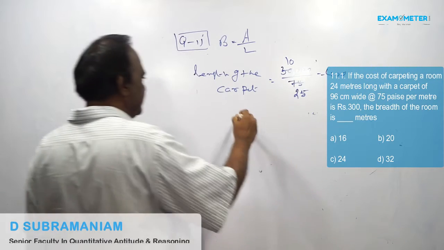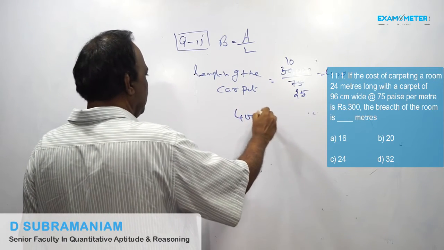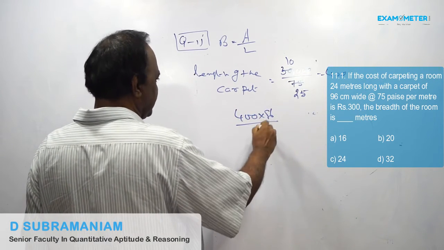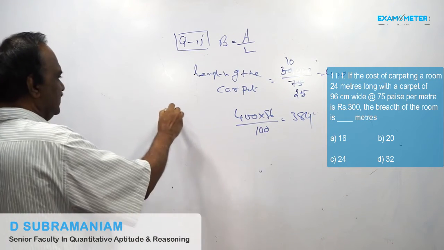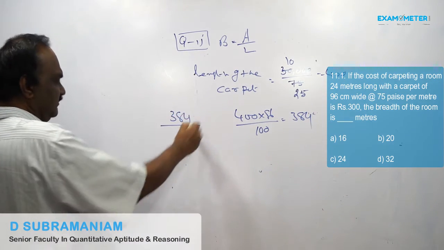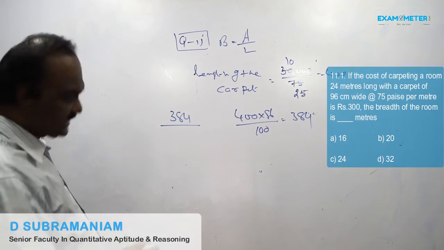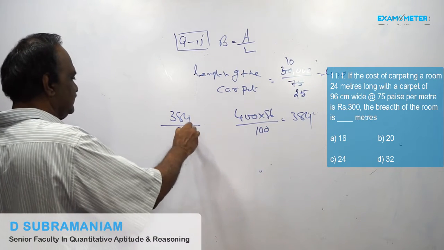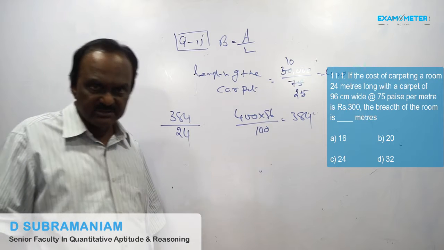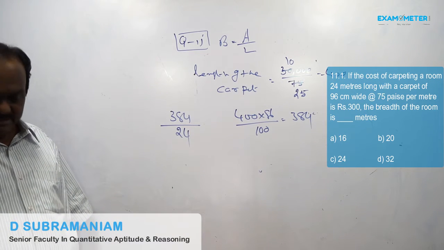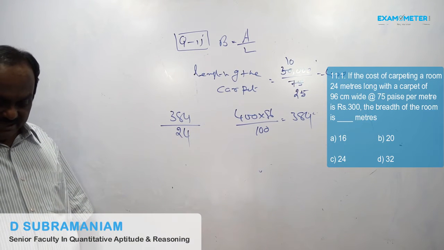This is 400. So 400 into 96 by 100. This is 384. So 384 by length, which is given as 24. So breadth of room will be 16 meters. So answer is 16 meters. That is multiple choice A.